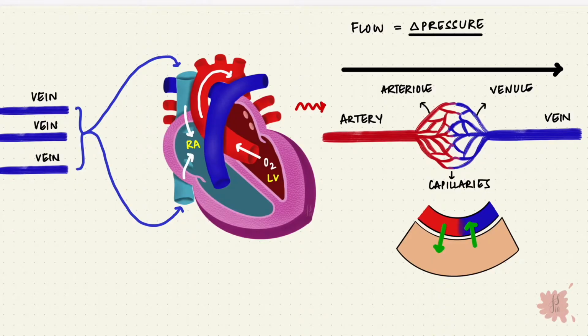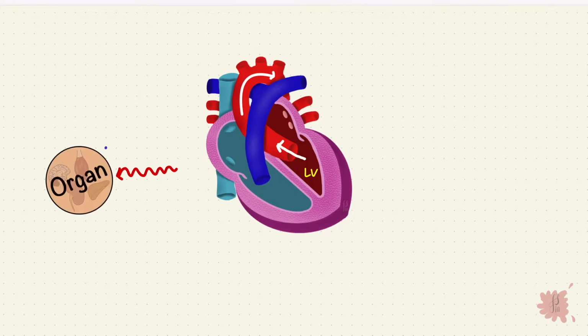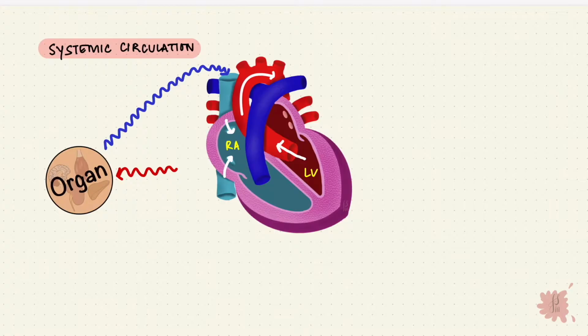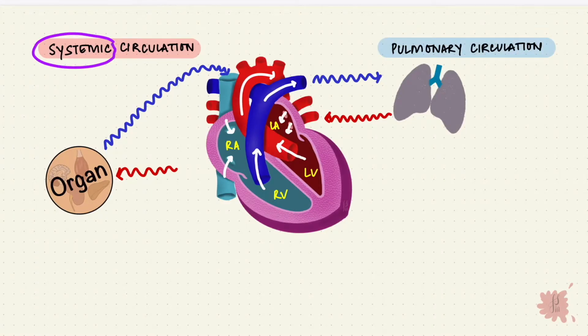What opposes flow is resistance, and in this video we're going to go over some stuff in resistance. The flow of blood from the left ventricle and the aorta through the systems and back to the vena cava and the right atrium is systemic circulation. While the blood that flows from the right ventricle and the pulmonary artery that goes to the lungs and comes back via the pulmonary veins to the left atrium forms pulmonary circulation. Now the pressures and resistance in these two circulations are different.